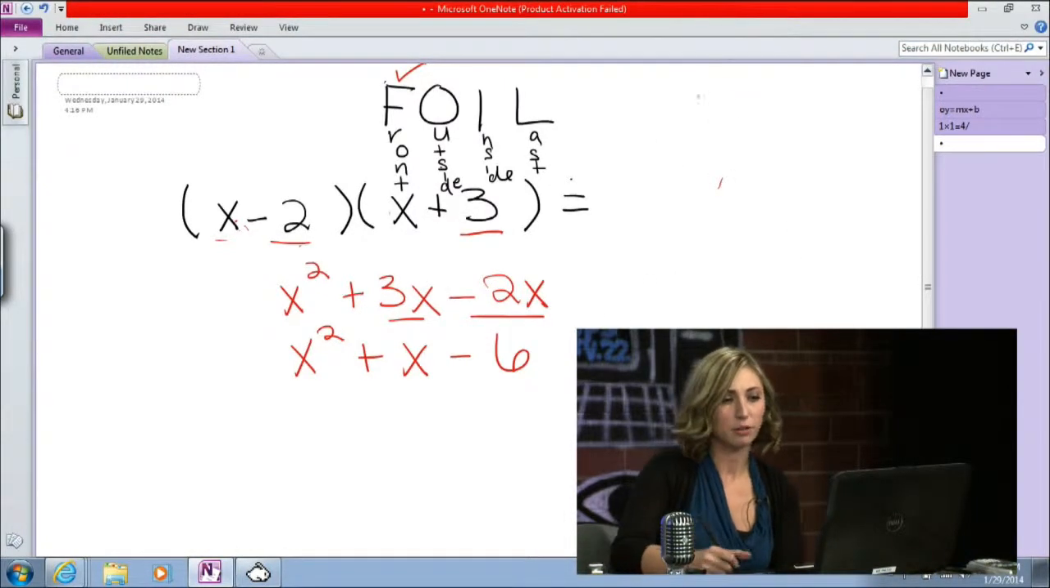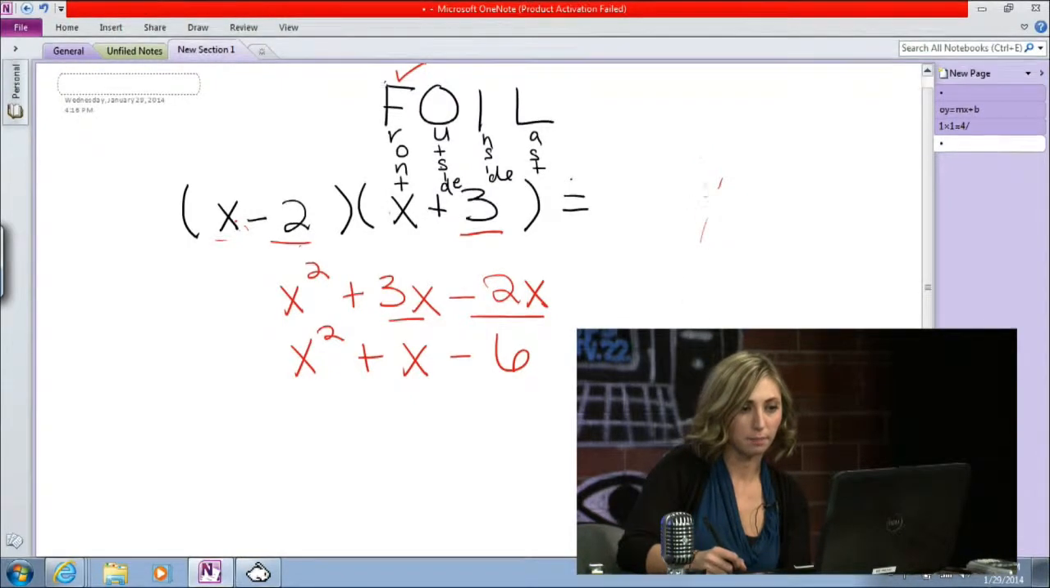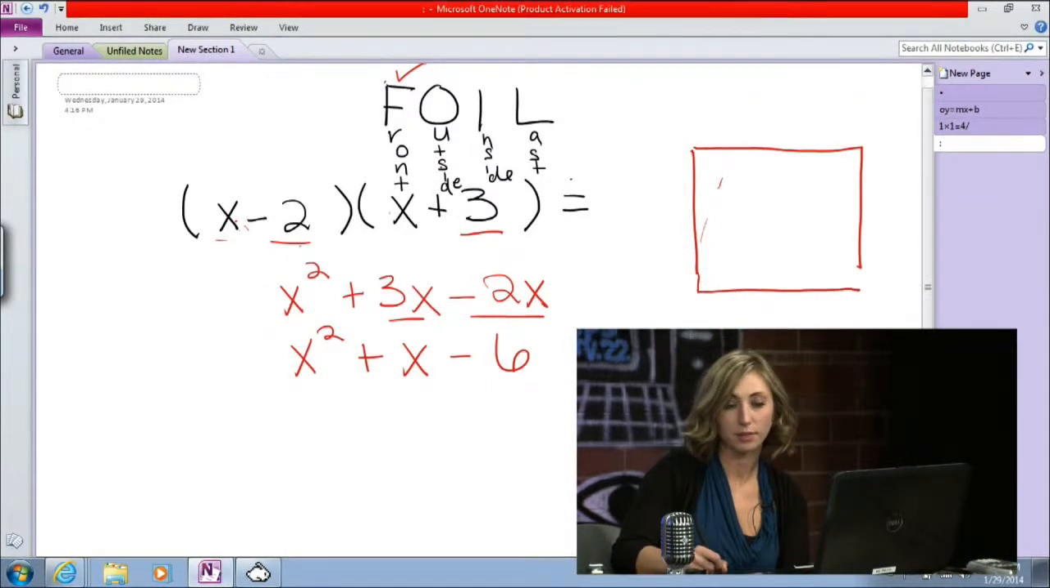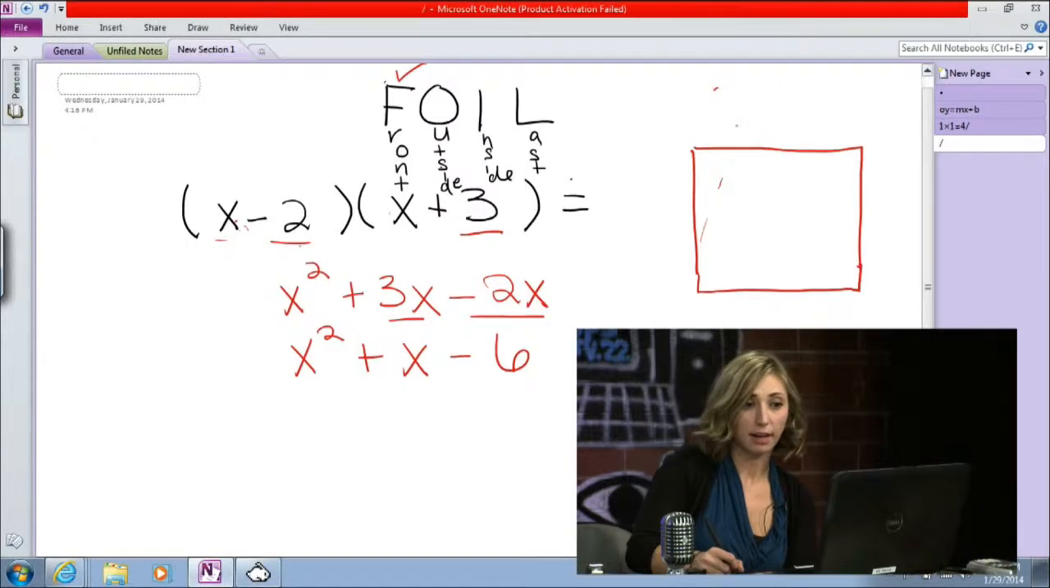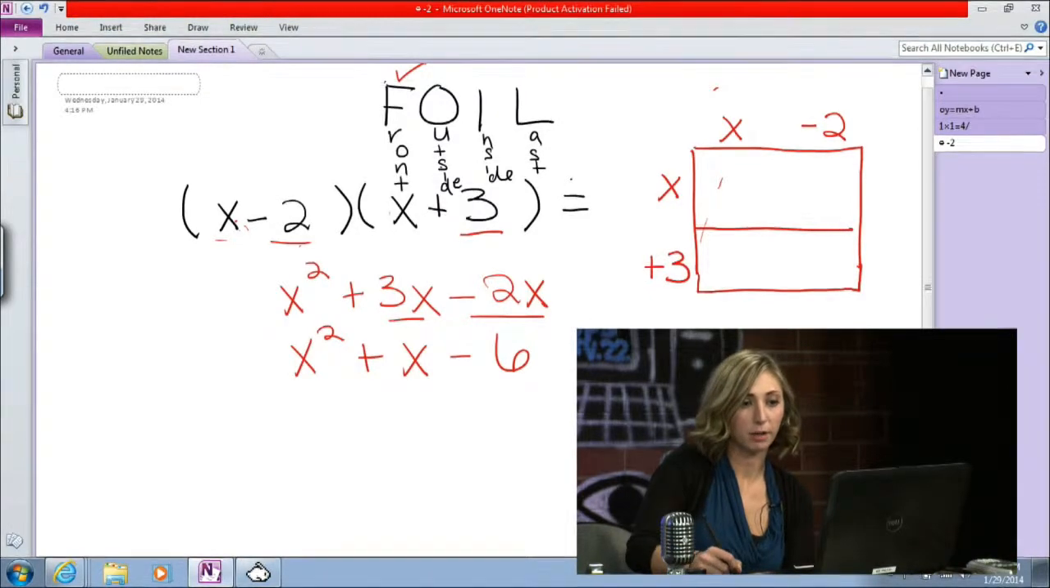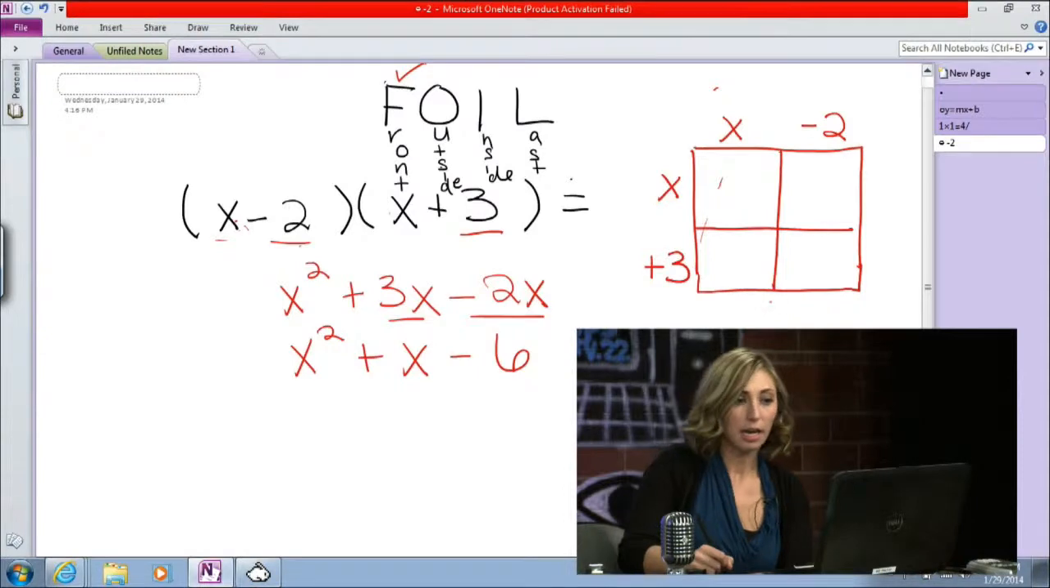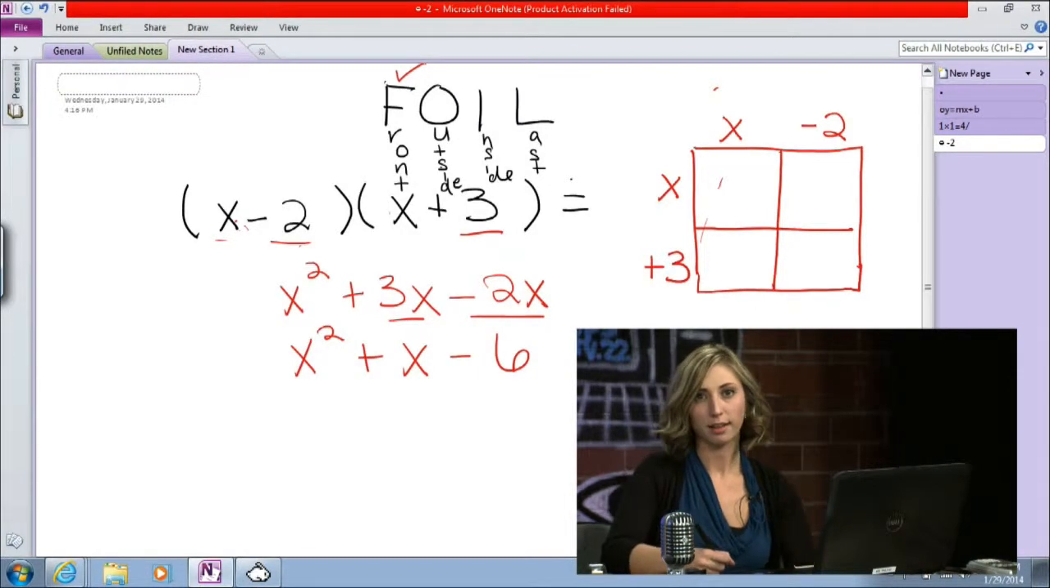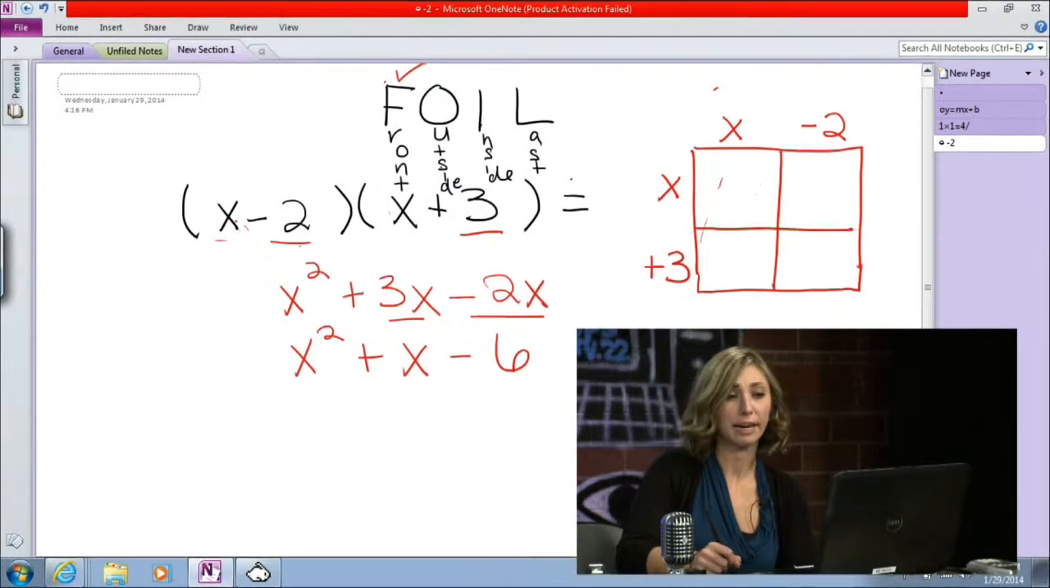model of multiplying, and you may have seen it with whole numbers. Let me set this up with this square here and show you an example. So we're multiplying together x minus 2 and x plus 3. I set my binomials up on the side, and we know that area is length times width, and so this is why we call it an area model. We're going to now find the area of this square or rectangle here. So we'll take each part of it and multiply them together.